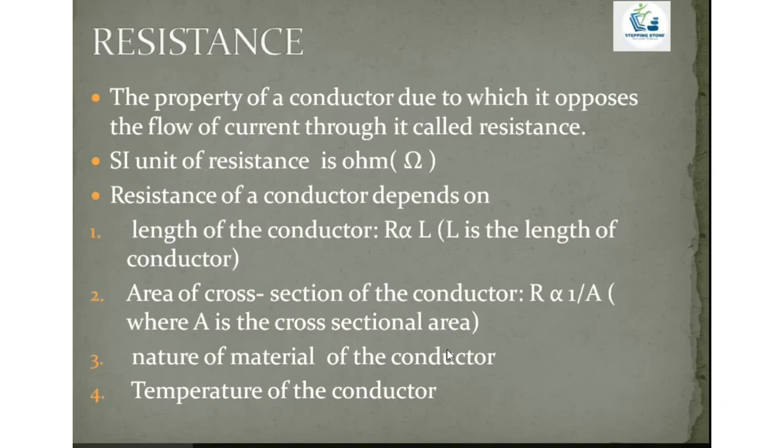So now the question arises, what is this new term resistance? We now know that the electric current is a flow of electrons through a conductor. So when the electrons move from one point of the conductor to the other part, they collide with other electrons and with the atoms and ions present in the body of the conductor. Due to these collisions, there is some opposition to the flow of electron current through the conductor. So this property of the conductor, due to which it opposes the flow of current through it, is called resistance.